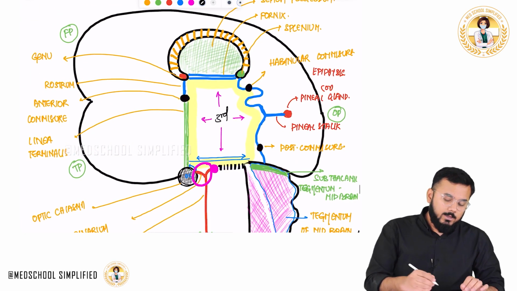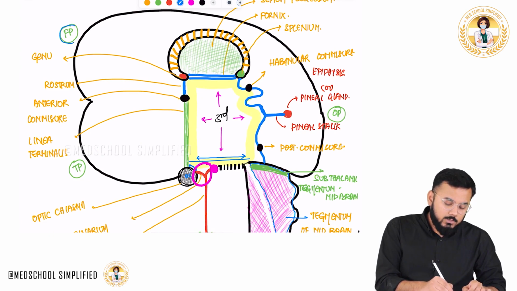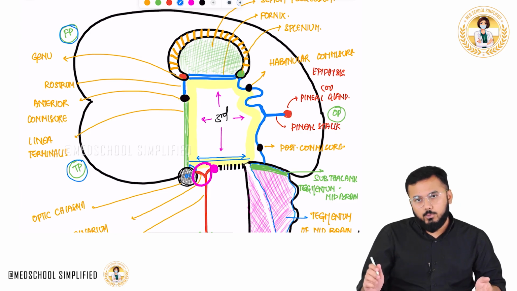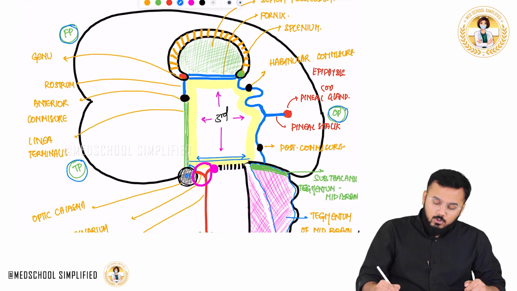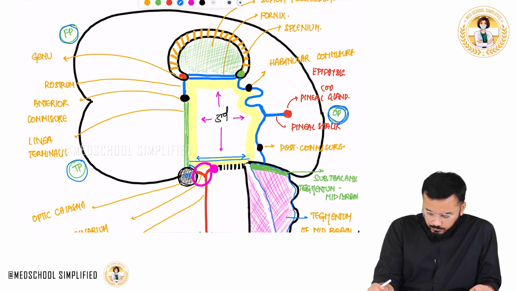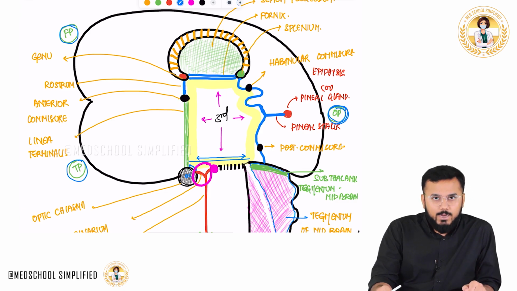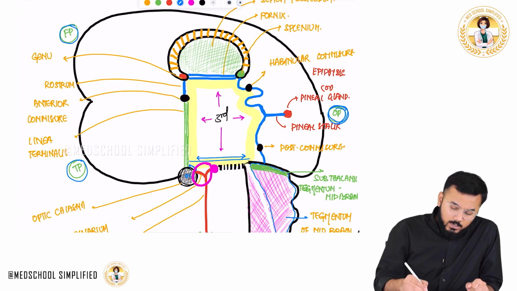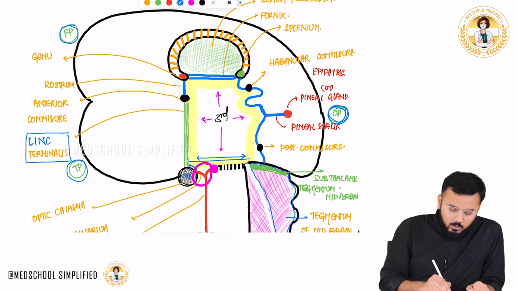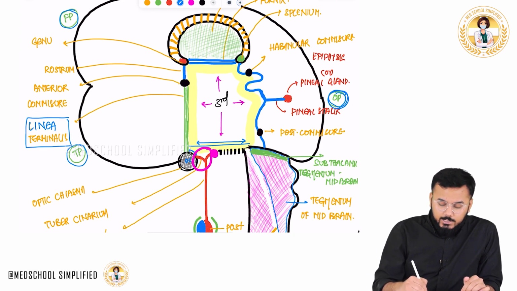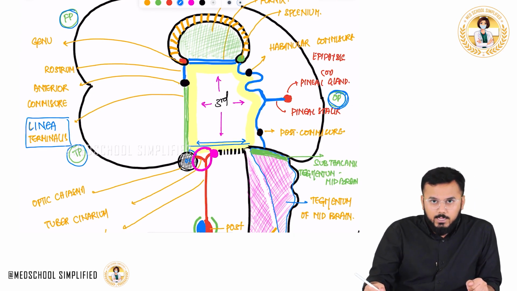In this picture, this part is called the frontal pole, and this is the temporal pole. Frontal pole is the pole which is anterior. OP means occipital pole, which is the pole which is posterior. So we have the frontal pole anteriorly and the occipital pole posteriorly. Anteriorly, this structure is called your linea terminalis, and just beneath the linea terminalis is the optic chiasm.